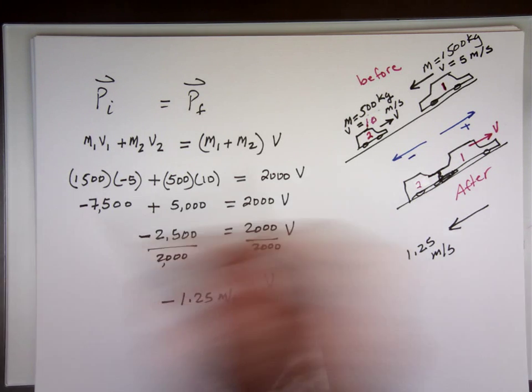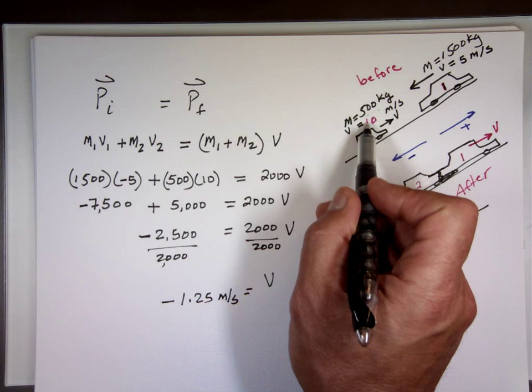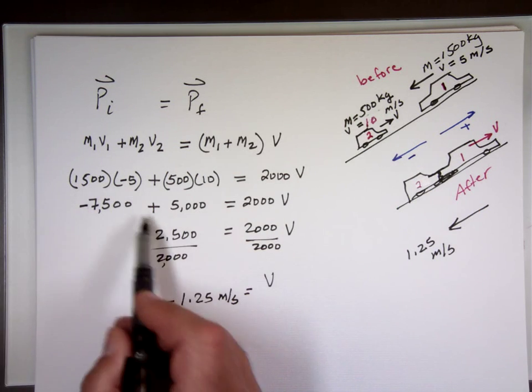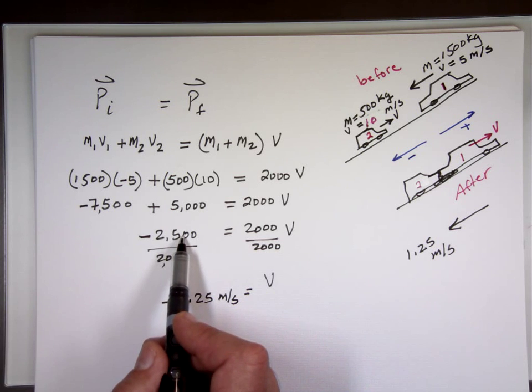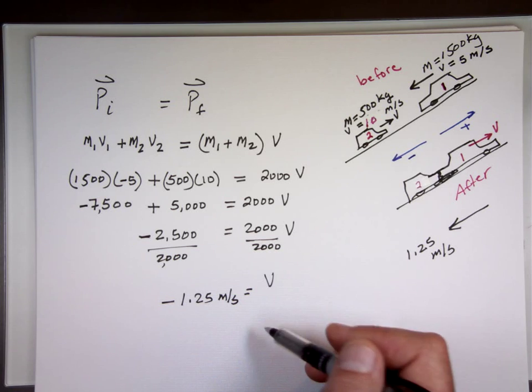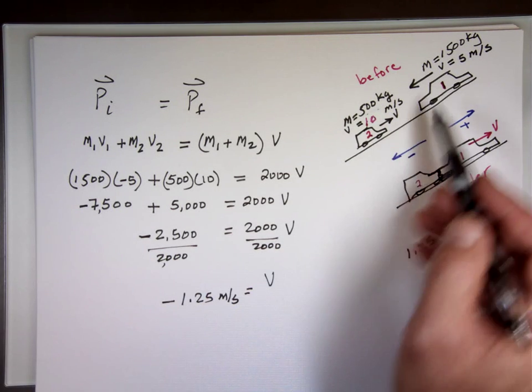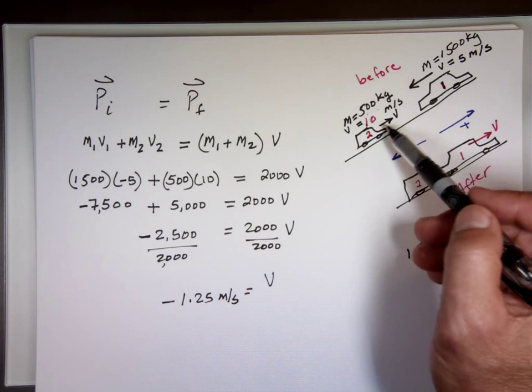If I made this 15, guess what will happen? They hit, stick together, and stop. Because this side will be a 0 now, 0 divided by 2,000 is 0. So I can play with the numbers, make it go up or down. 15 will make them stop. Under 15, they roll down. More than 15, the little guy will push this one upward.